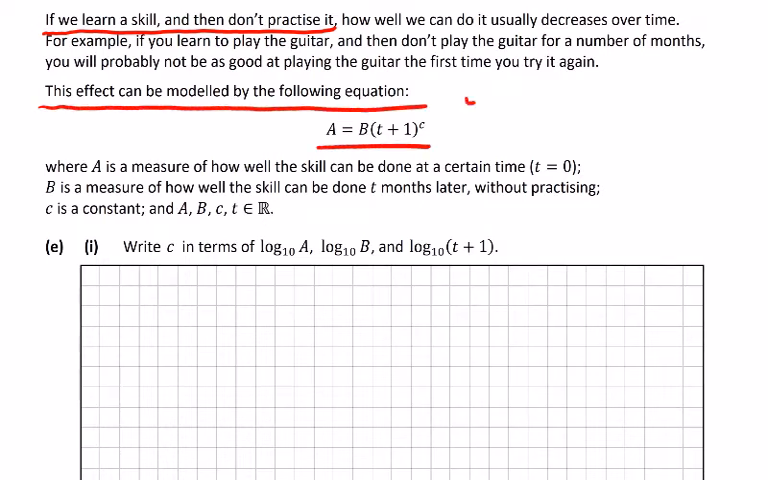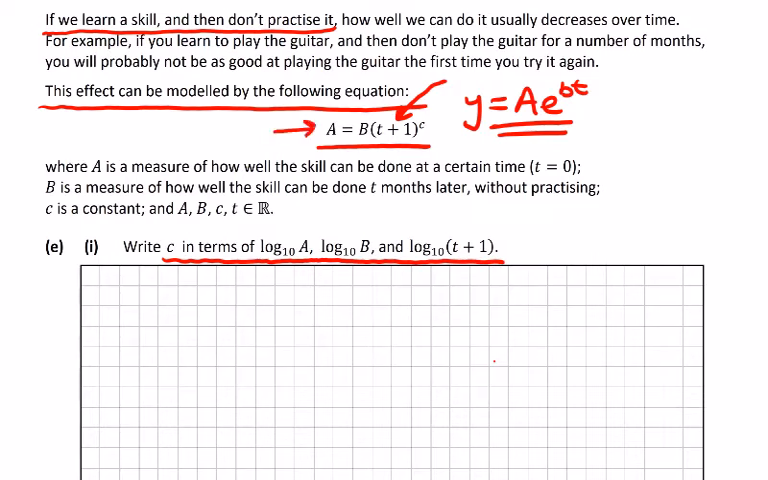Y is equal to A e to the power of B t again, this kind of initial amount. A e to the power of B t is what we've seen before, but in this case we just have t plus 1 in here. So it's something similar. Write C in terms of log to the base 10. Well, that's what we normally write our logs, we just don't show the 10. So we just want to manipulate this formula to get C on its own.